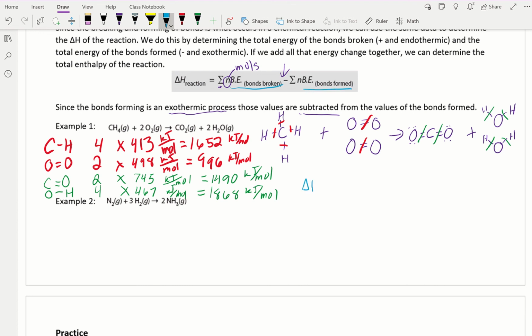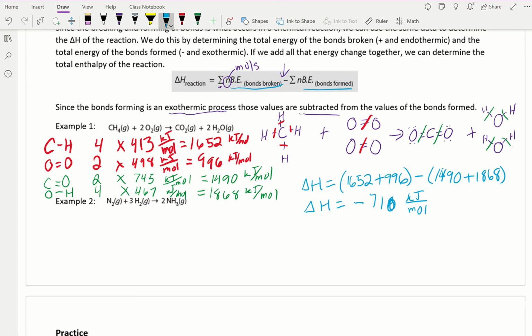Okay, so my delta H is going to equal 1652 plus 996. These are all in kilojoules per mole, so I'll put my units in at the end just to save us a little space right now. We're going to subtract the sum or the total of the bonds formed. So 1490 plus 1868. So my delta H here is 1652 plus 996 minus, I'm going to use some parentheses now, 1490 plus 1868. I get a total of negative 710 kilojoules per mole.